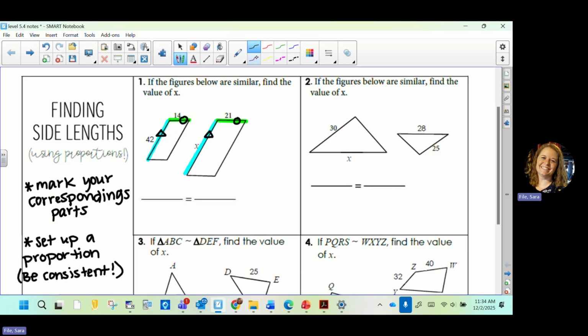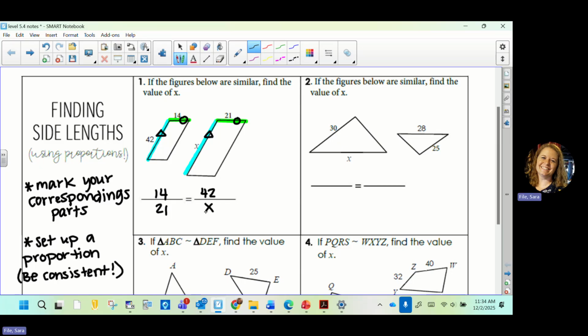So I could go green to green, blue to blue. But if I go 14 to 21, if I say 14 is to 21, I went left to right, didn't I? Left to right. So I have to go left to right. That's what I mean when I say be consistent. Okay, I went green to green, left to right. I can't now go blue to blue and go x over 42 because that's going the wrong direction. So if I do 14 is to 21 as 42 is to x.